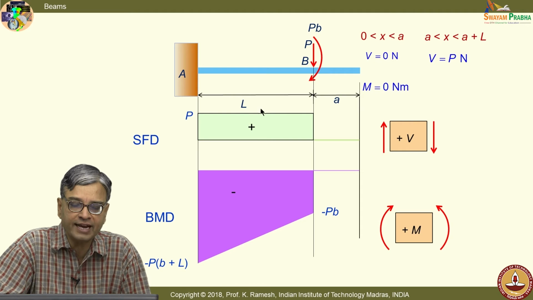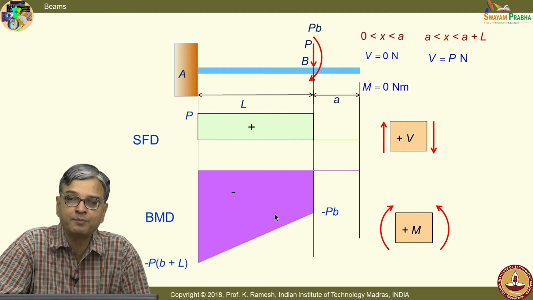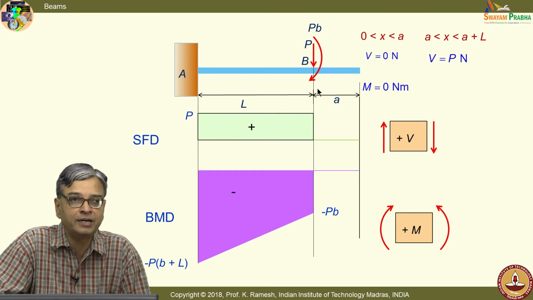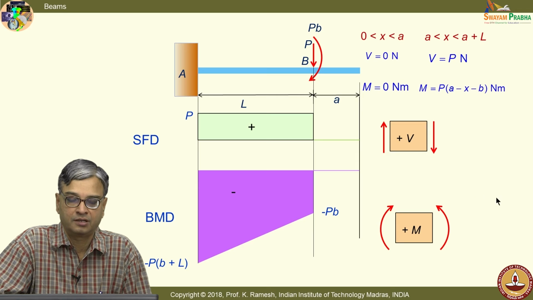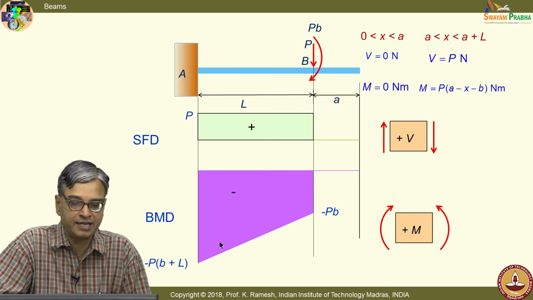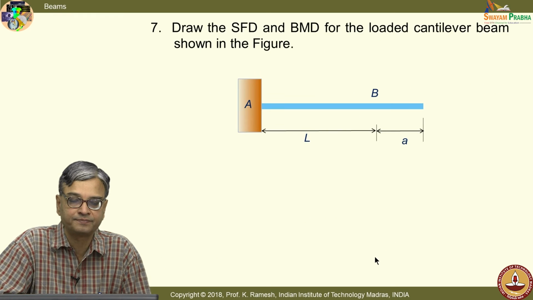So, I can also get this shear force and bending moment diagram by individually solving for only the shear force or only for the bending moment, and then adding those two answers. And I have also labeled the key points, minus Pb and minus Pb plus L. And let us move on to another problem.